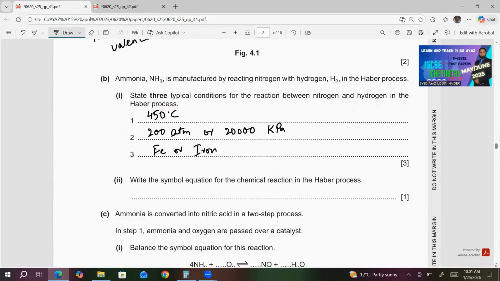2. Write the simple equation for the chemical reaction in the Haber process. We have 1 mole of nitrogen gas, N2 with state symbol gas, 3 moles of hydrogen gas, 3H2 with state symbol gas, reversible sign. This reaction is reversible. Product is 2 moles of ammonia, 2NH3. It is also gas.